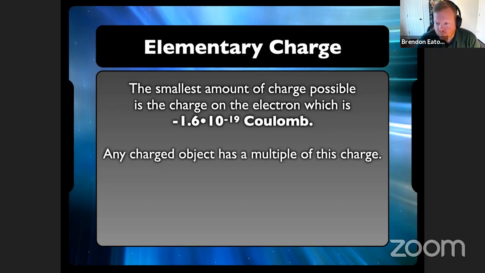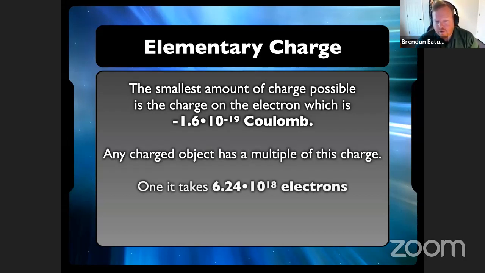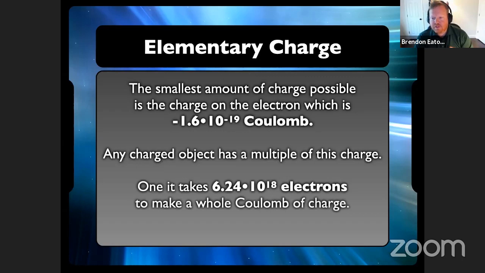So if there's an object with one extra electron, it has a charge of negative 1.6 times 10 to the negative 19th coulombs. If it has two excess electrons, it probably has a charge of negative 3.2 times 10 to the negative 19th coulombs. So we're going to work with this in just a second, but just know that it takes 6.24 times 10 to the 18th electrons to make a whole coulomb of charge.